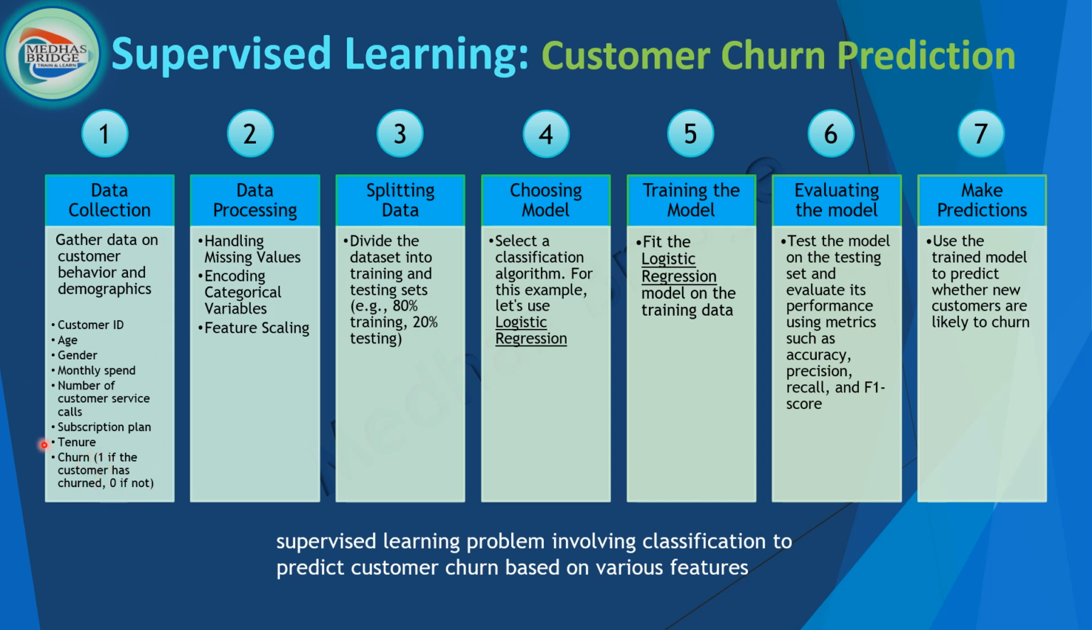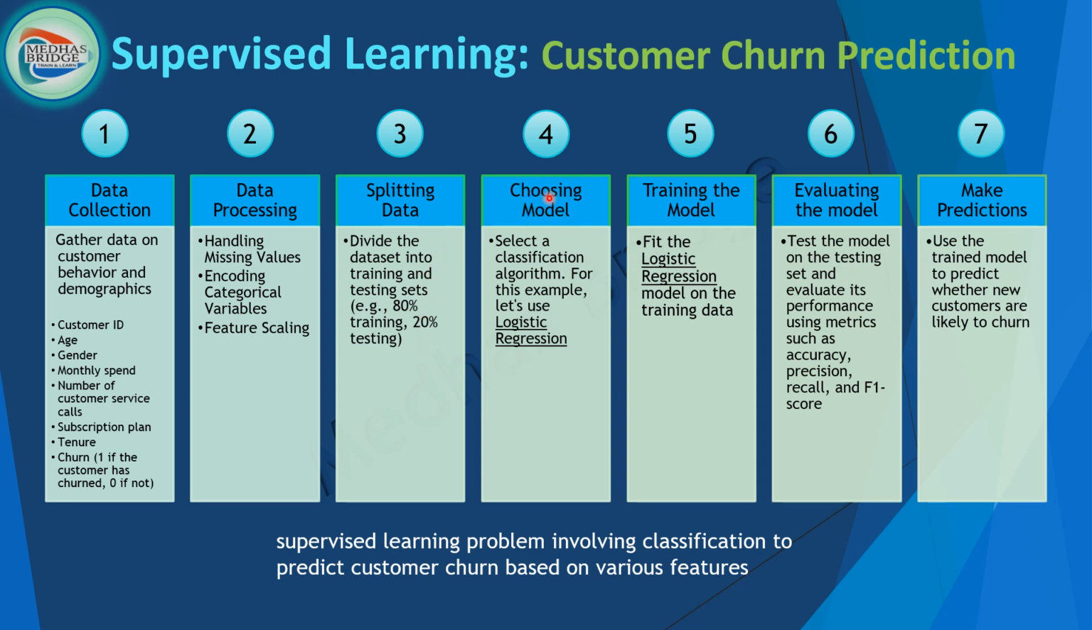Once you have enough data collected on this problem domain, the next step is data processing: handling missing values, encoding categorical variables, feature scaling. These things you will be doing in data processing. Once you have cleaned up certain things to make good quality data, you are going to split the data into two sets, a training data set and a testing data set, using the 80-20 rule. Then you look at choosing the model.